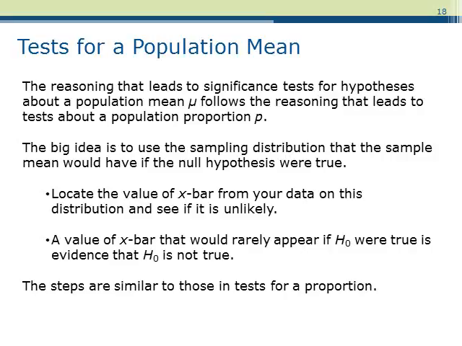The reasoning that leads to significance tests for hypotheses about a population mean mu follows the reasoning that leads to tests about a population proportion. The big idea is to use the sampling distribution that the sample mean would have if the null hypothesis were true. So we locate the value of x bar from our data on this distribution and see how unlikely it is. A value of x bar that would rarely appear if H0 were true is evidence that H0 is not true. The steps are similar to those in tests for a proportion.